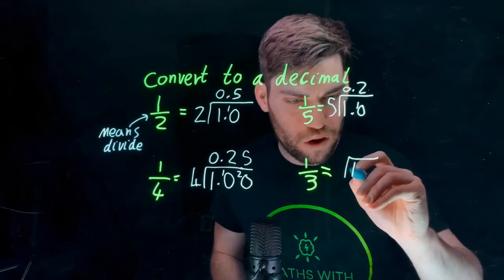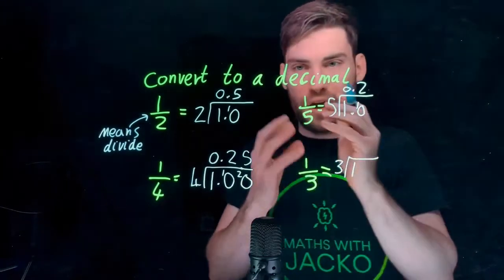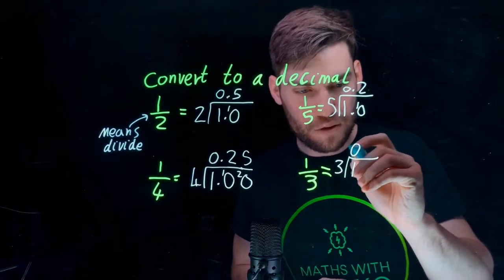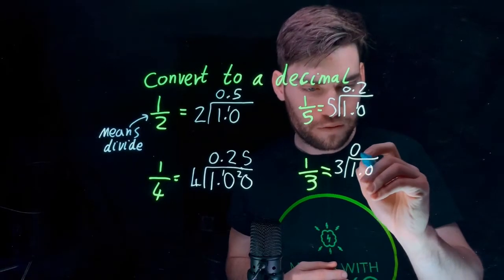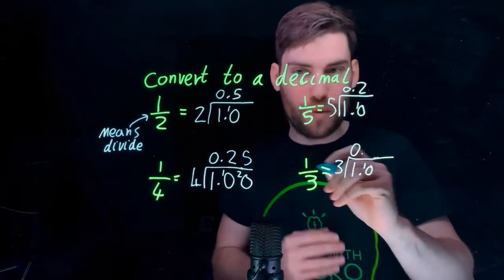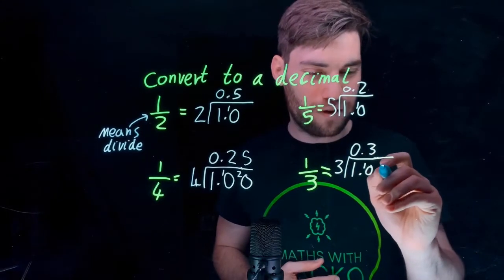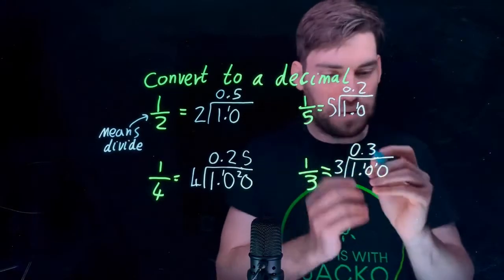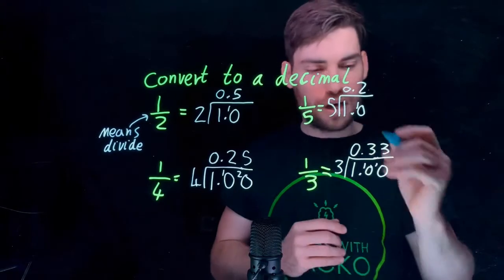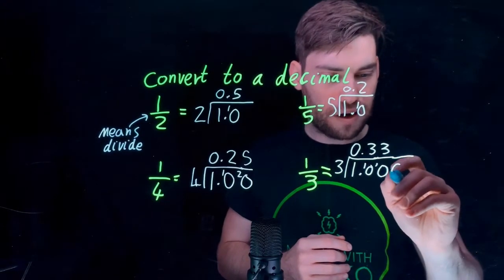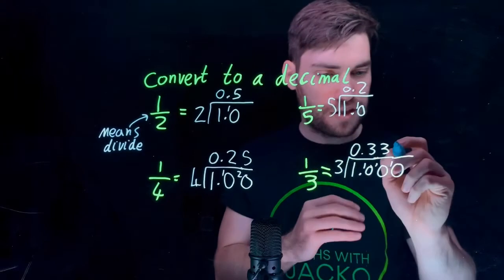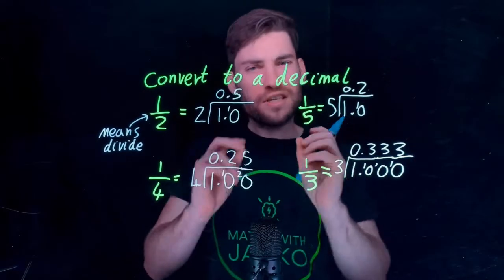Now, yet again, 1 divided by 3. How many 3's go into 1? That is 0. And now we carry over the 1. How many 3's go into 10, which is 3, and we have 1 left over. How many 3's go into 10? That is 3. We'll do it one more time just to make sure, to see if there's a pattern. How many 3's go into 10? That is 3.